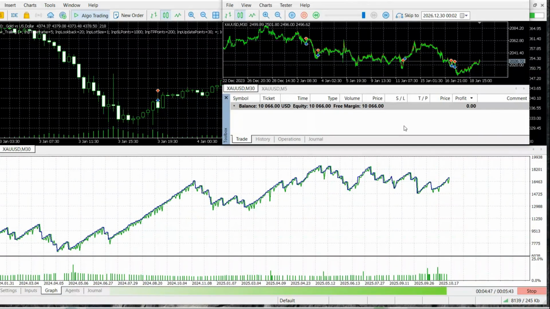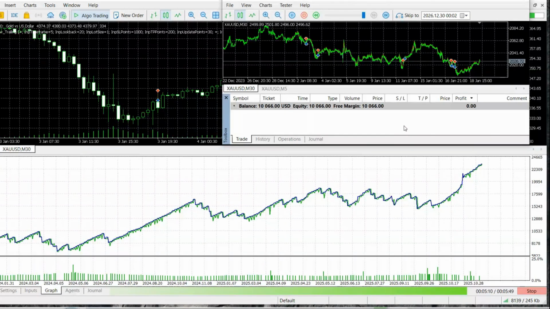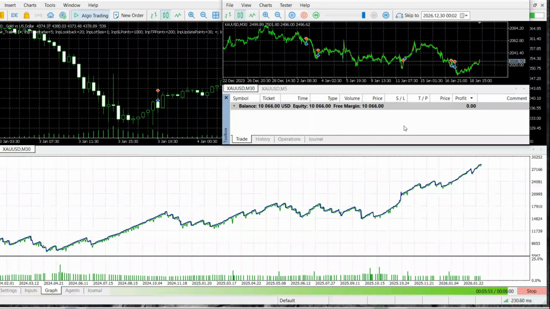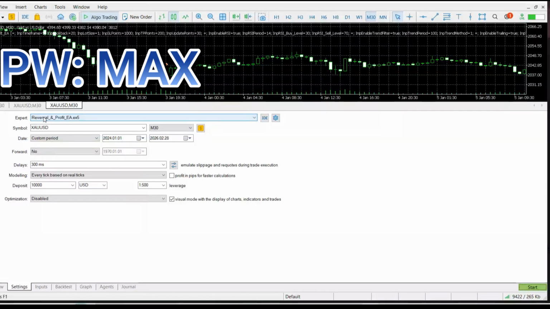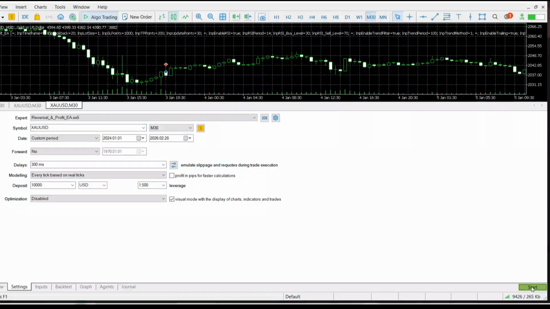It turned a $10,000 initial deposit into thousands of dollars. Let's start by backtesting the EA. You can see the name of the robot right here, which is Reverse and Profit EA. Also, we're testing it on gold from 2024 to 2026. We use data based on real tick. I will click on Start.